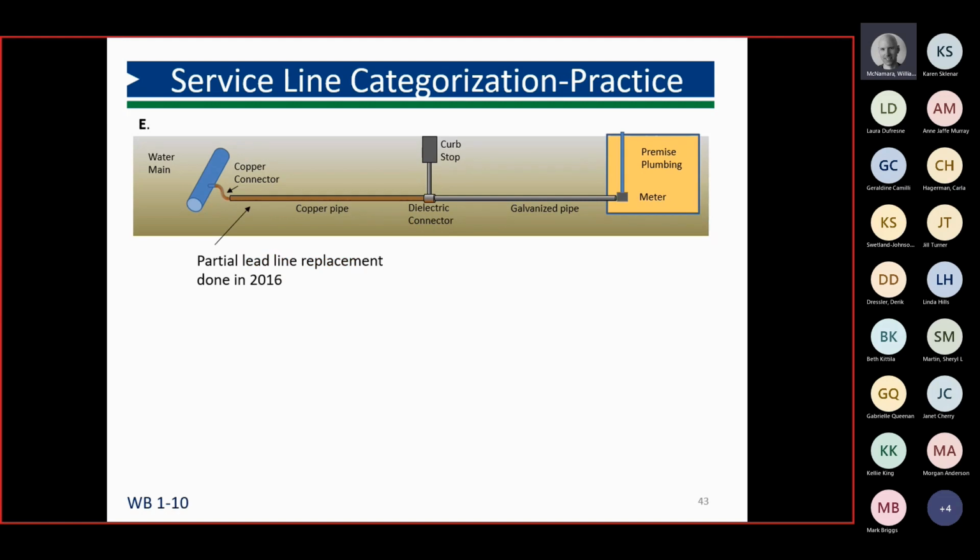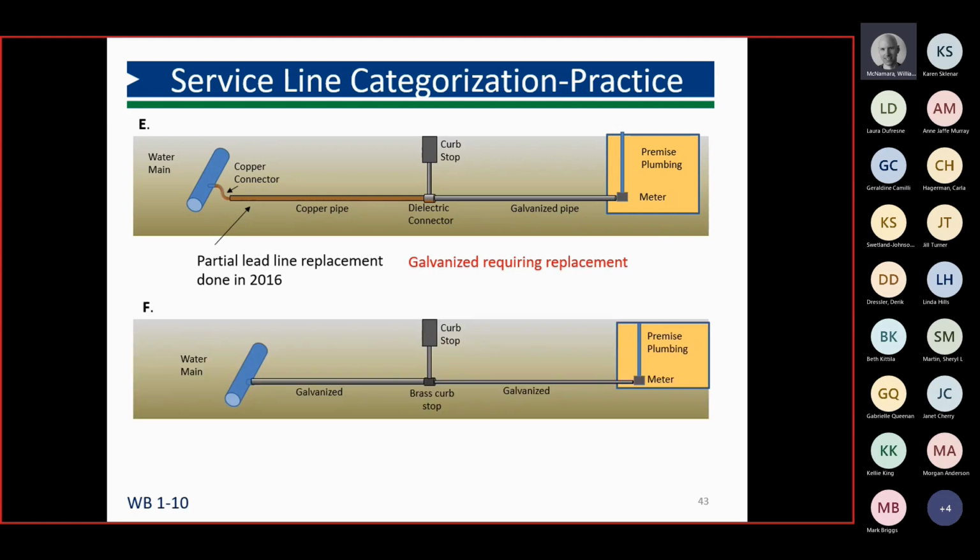Okay, then we have copper connector, copper pipe. This is a partial lead service line replacement, though, in 2016. And then a galvanized line. What would that one be? Right, GRR, because there used to be lead upstream of that galvanized line.